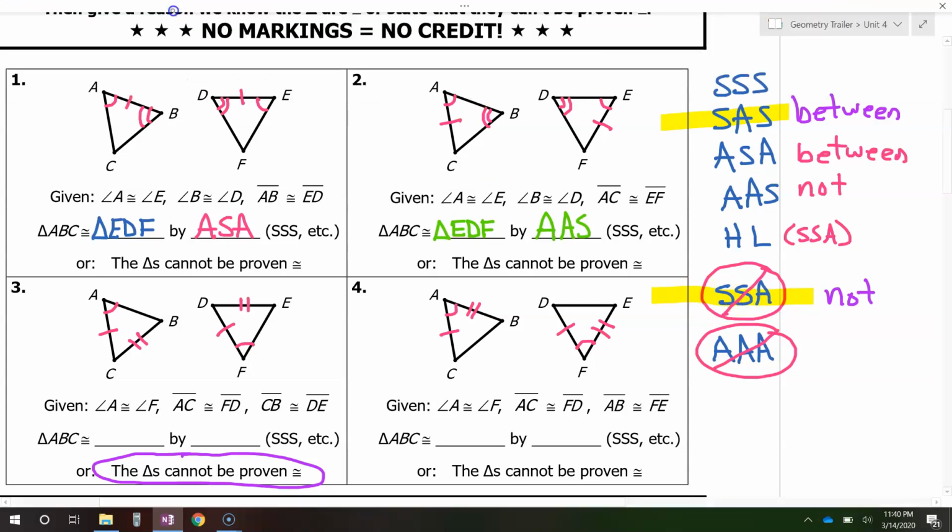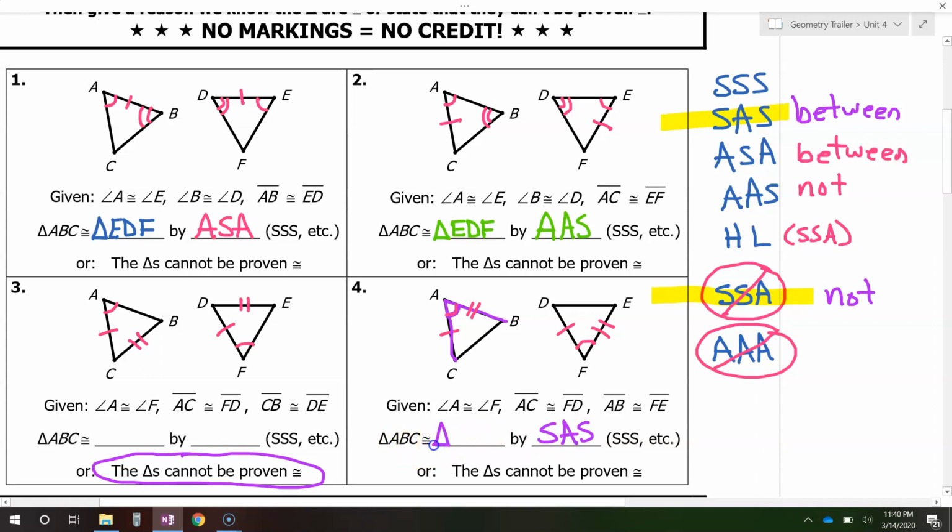Looking at the two sides that we have marked, here's one side, and here's the other marked side. Look where they meet. See how they meet right here? That is the angle that we wanted. So that means that the angle is between the two sides, which means side angle side is the answer. So now we make the congruence statement.